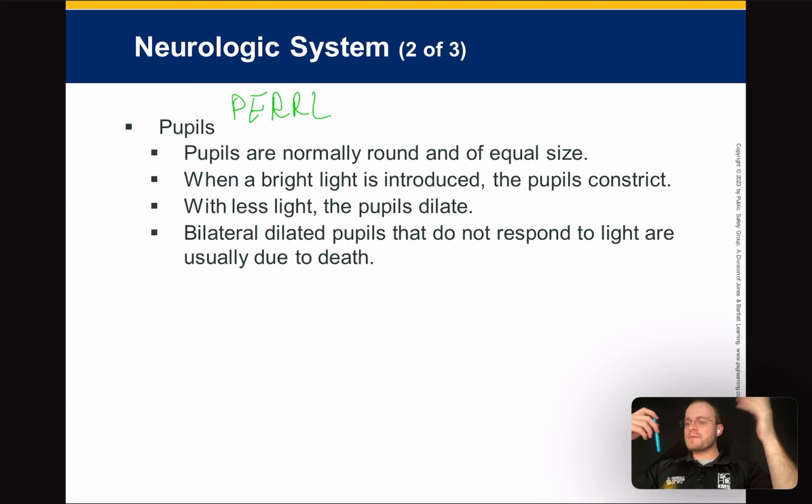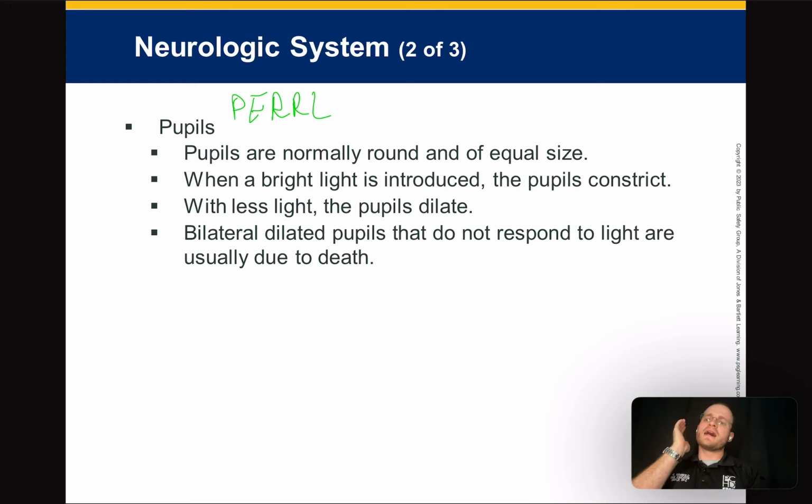Well, what happens is we have something called consensual response. So when I shine this in my right eye, my right pupil gets small, but so does my left pupil. That's what's supposed to happen. Because again, they're supposed to be equally round and reactive to light, equally. Okay? And that's called consensual response.